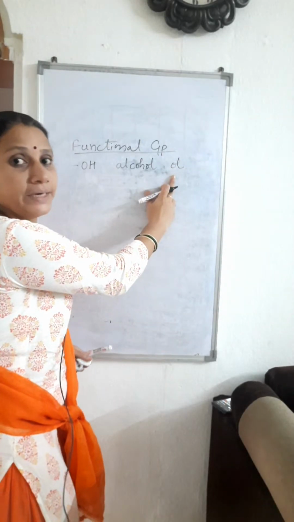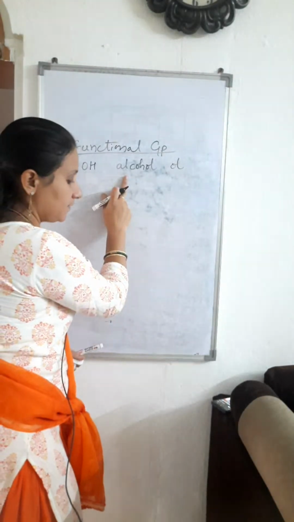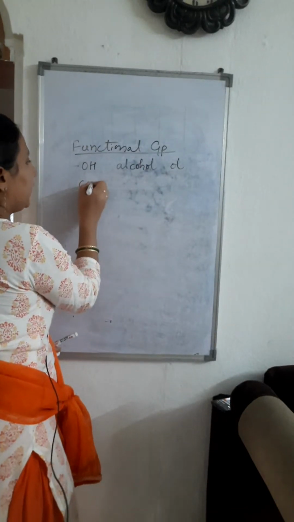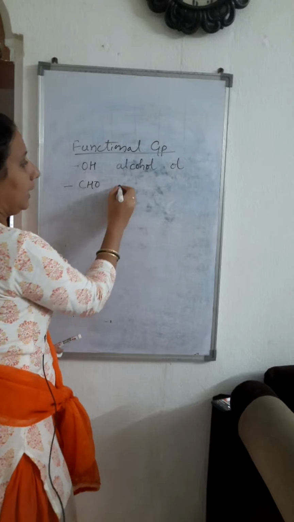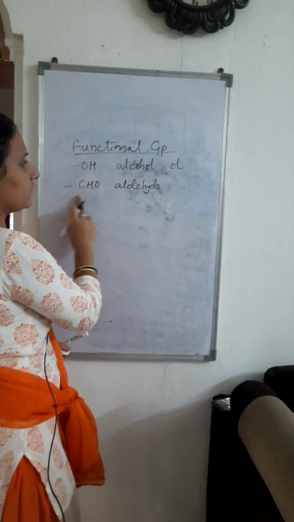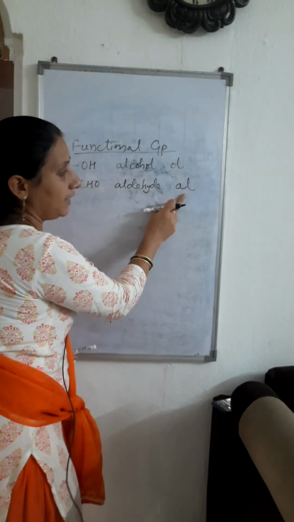I will explain how to write their names later. If OH is there, we call it alcohol and ol is put. If there is CHO, we call it aldehyde, and for this we use al as a suffix.